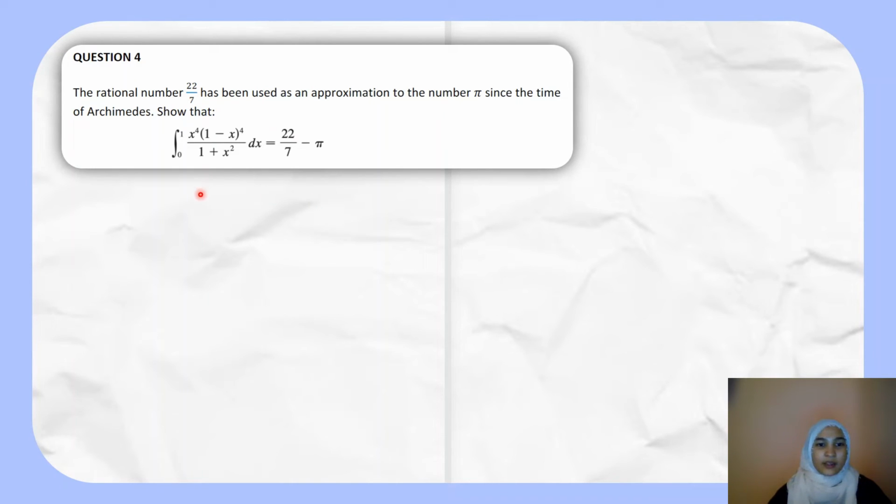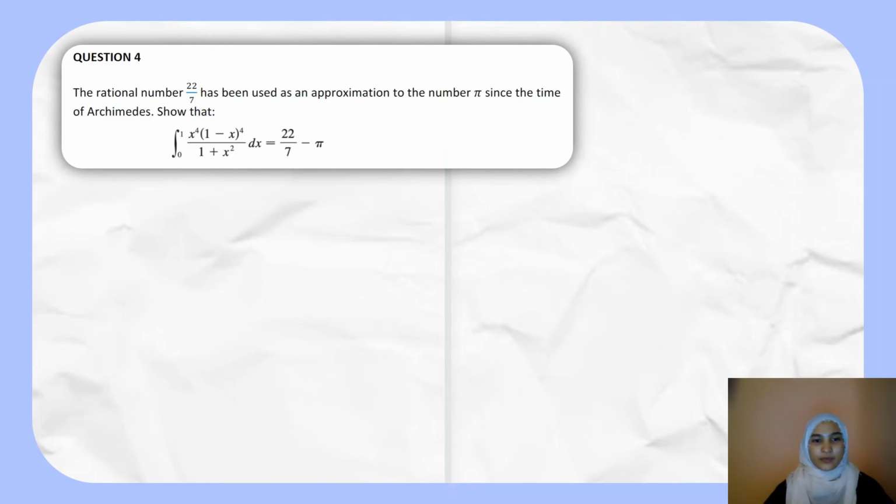So today I will be giving an explanation on how to answer this question right here, where I have to show that the integral from 0 to 1, x to the power of 4 times 1 minus x to the power of 4 over 1 plus x squared dx is equal to 22 over 7 minus pi.